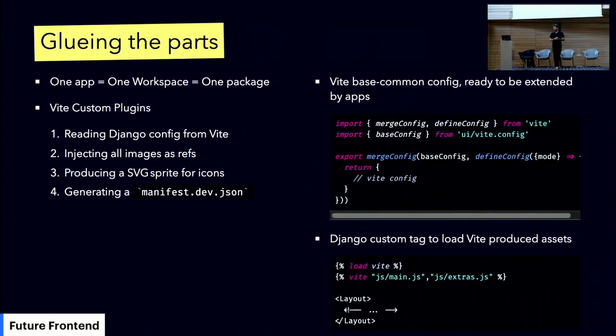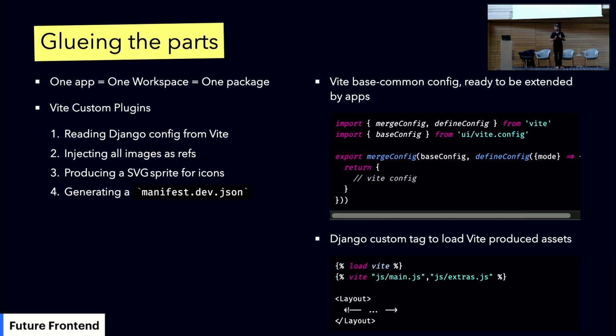The first thing was gluing the parts together. So the first idea was we've got one app. Each app was one workspace in the pnpm sense and one package in the Django ecosystem. One app, one pnpm workspace, one package. And everything is properly arranged in the code base. We created a lot of different Vite custom plugins, each dedicated to a small part.